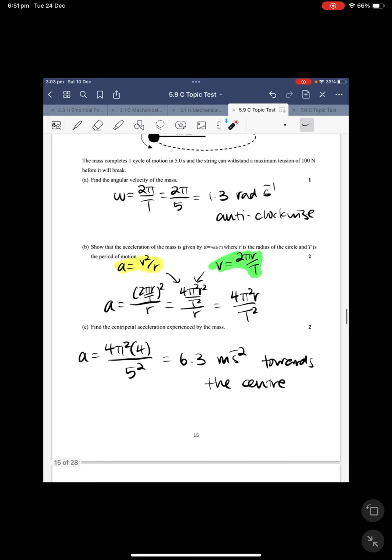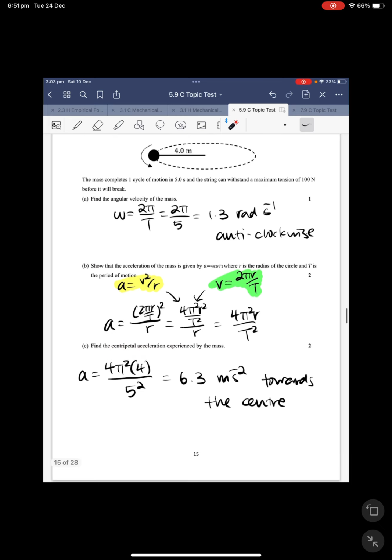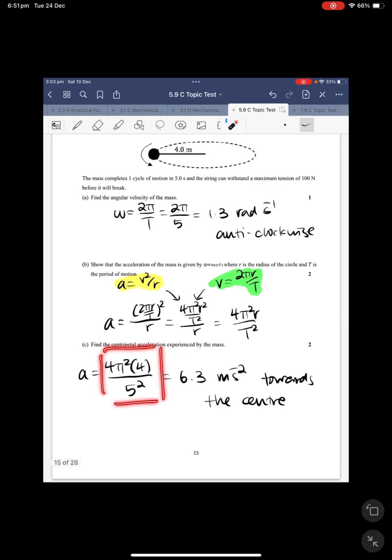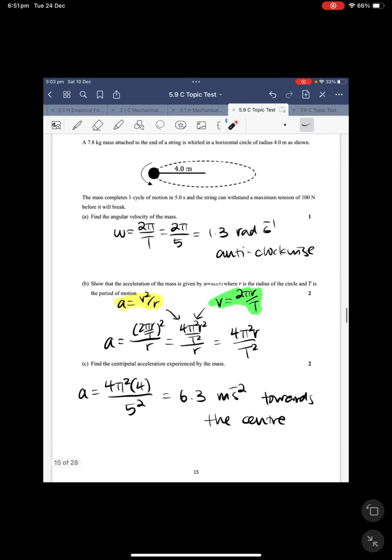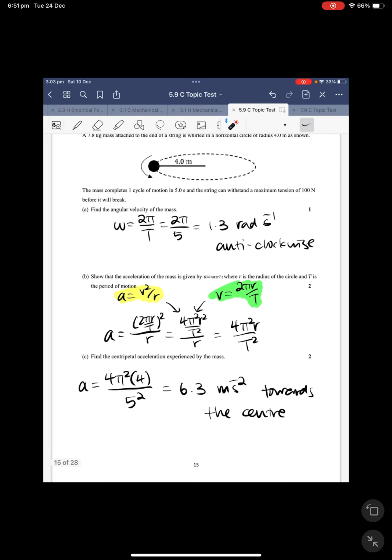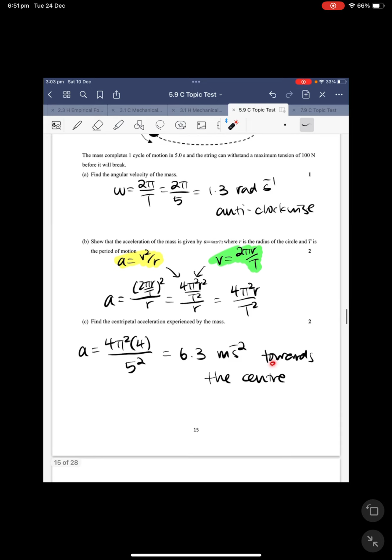And then we want to find the centripetal acceleration experienced by the mass. We can simply now just plug that into the formula we derived in part B. r is going to be 4 and the period is going to be 5. And so the acceleration is 6.3 meters per second squared towards the center.